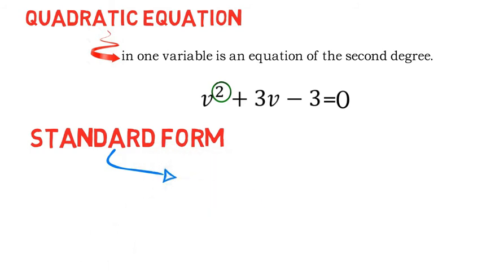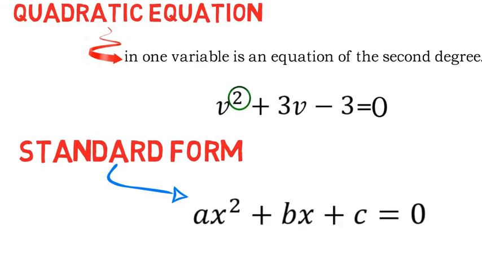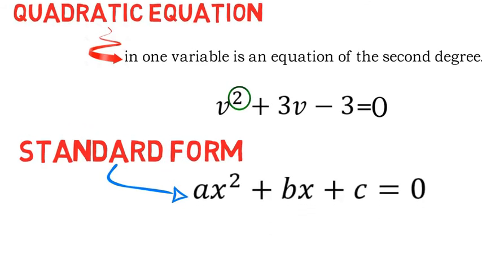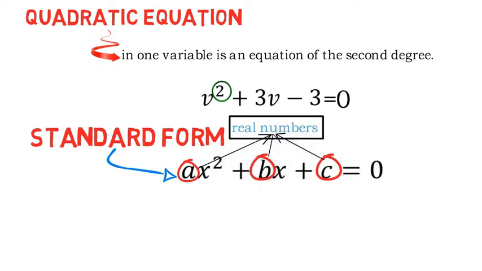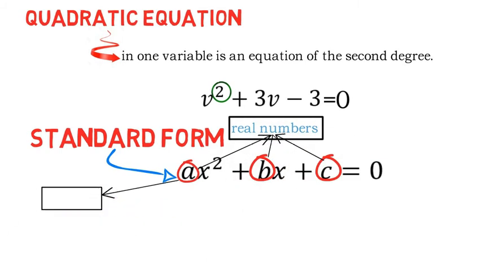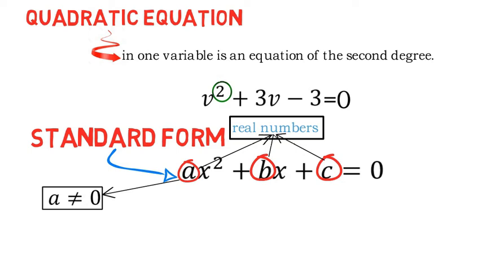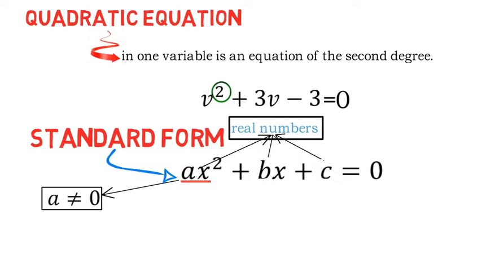What is that standard form all about? It is written as ax squared plus bx plus c equals 0, where a, b, and c are real numbers, and where a is not equal to 0. I will illustrate to you each term of the standard form.